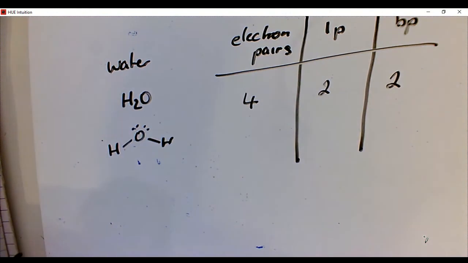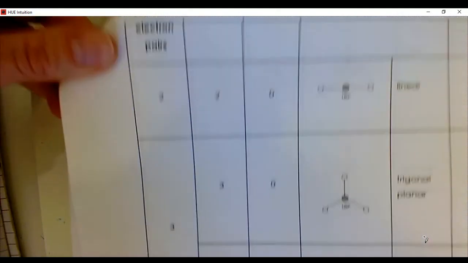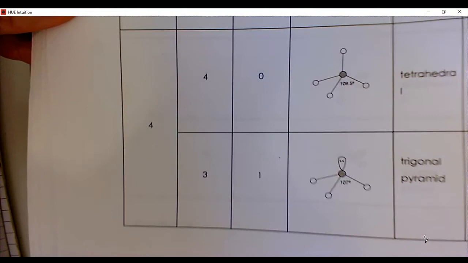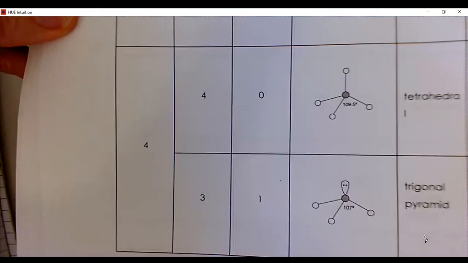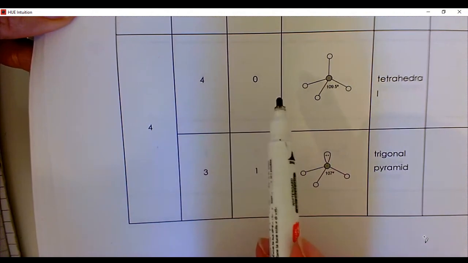Now if you turn to your diagram table on page 10 and 11, what you want to do here is have a look. First thing we want is the number of electron pairs. We want to go down to that, so it's 4, and then we want to find the match up between, so this one here is for 4 bonding pairs, no lone pairs, 3 bonding pairs, 1 lone pair.